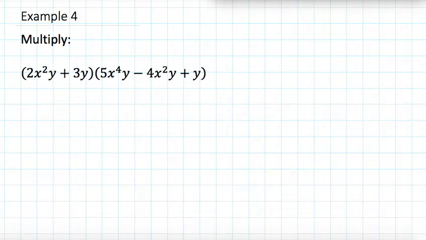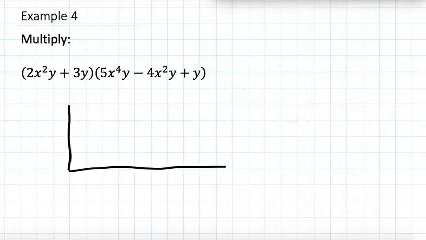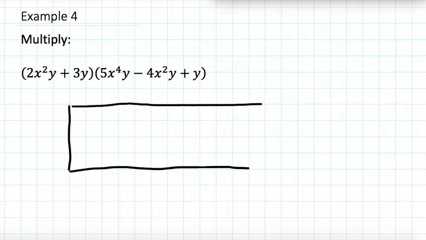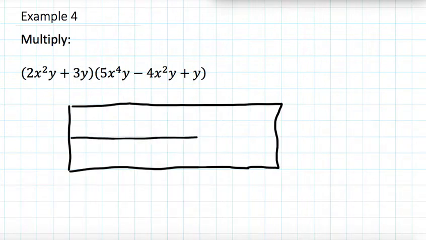Next, we're going to look at example 4. This is the same type of problem as example 3, but I'm going to show you another method of doing it and helping you keep track of all of your multiplying. So this is called the box method, and it's called that because you draw a box. So I'm going to draw my box here. Now what you do is you label the sides of the box with the terms from the set of parentheses.